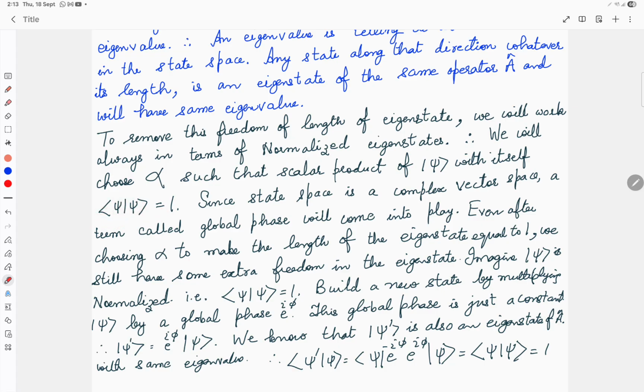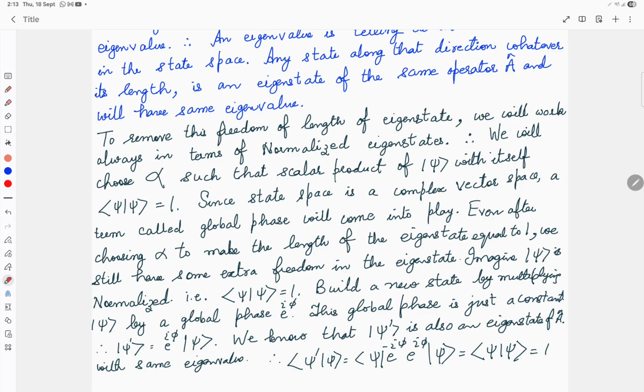That explains the logic for the normalized eigenstates, because along that direction, which is represented by the eigenstates, the eigenvalue remains the same. So we have to limit that length. Since state space is a complex vector space, a term called the global phase will come in.